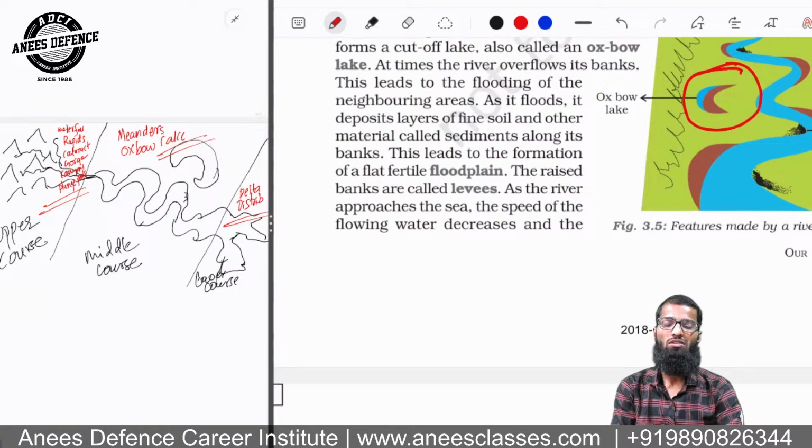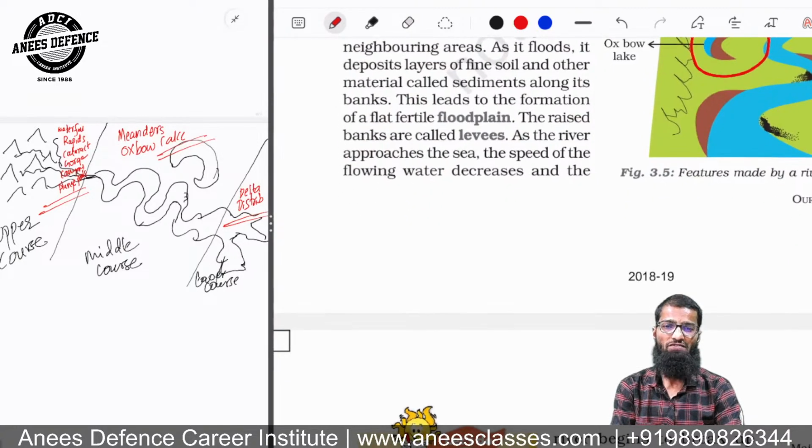And in the middle course of the river, you will get the flood plains. Okay, for example, the flood plains are created due to Ganga and Yamuna. It flows from Himalaya, and through UP and Bihar, it goes further into Bangladesh. So it creates the flood plains, which are very fertile in nature because of the alluvial soil.